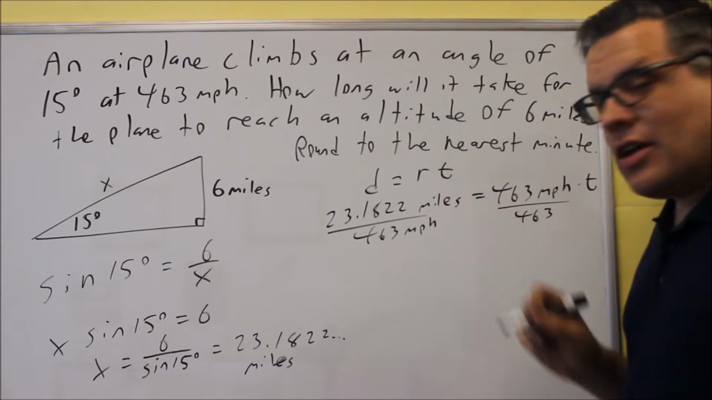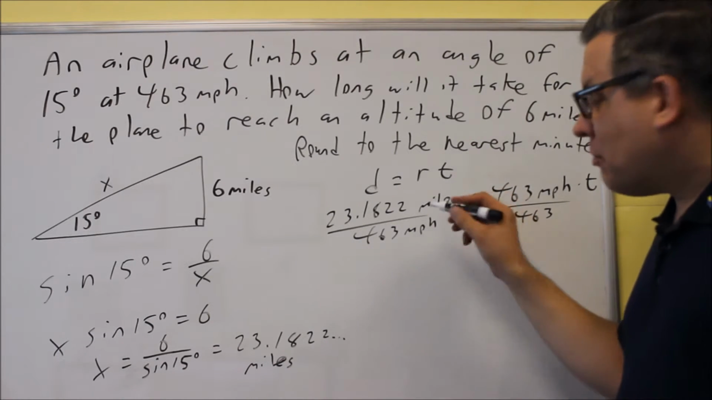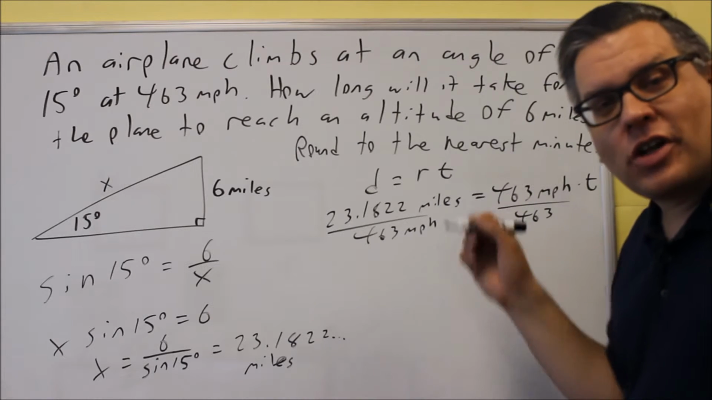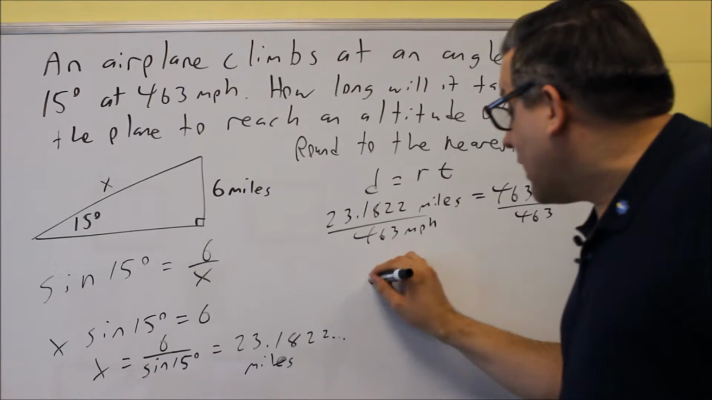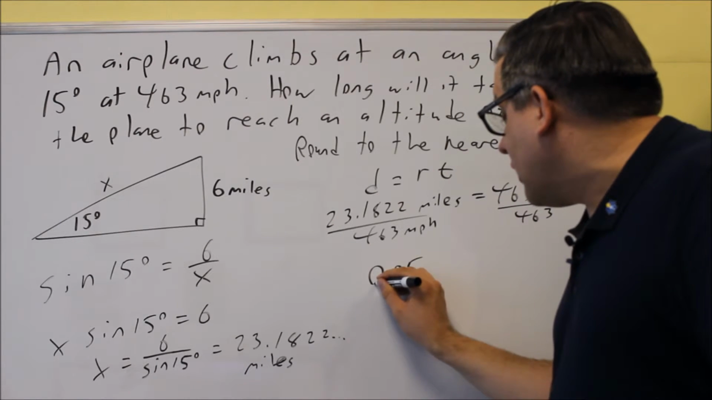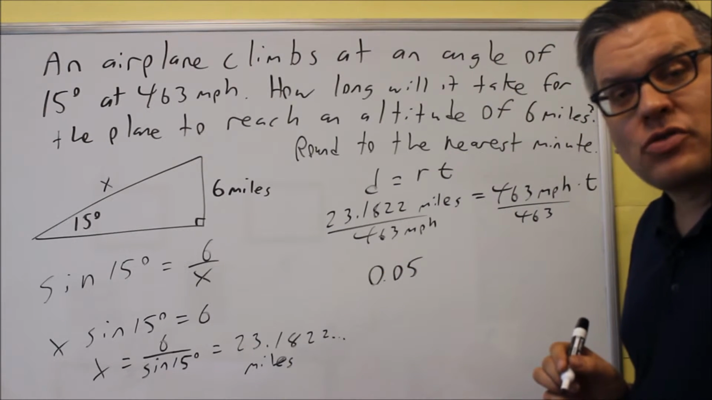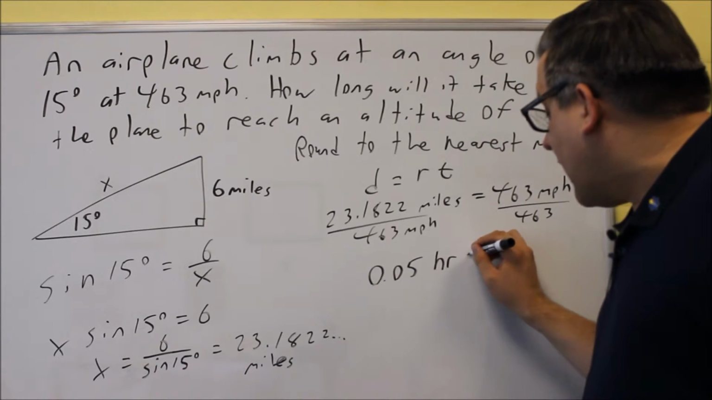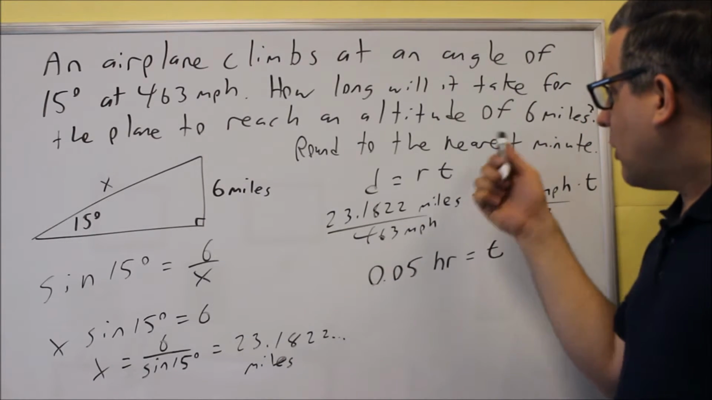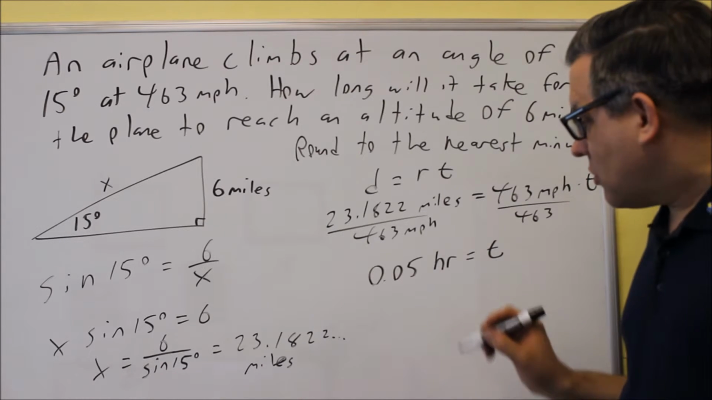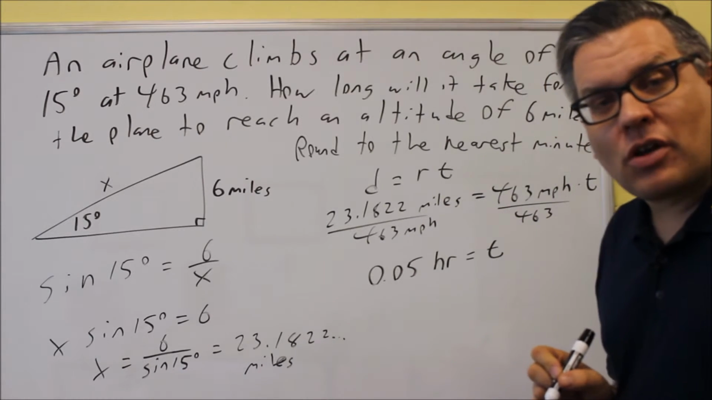Now, when you divide this, what's going to happen is the miles are going to cancel, but you're going to be left with hours. So if I divide this, I get 0.05, approximately, is what that rounds to. And this would be in terms of hours, and that's going to be the time. Now it says round to the nearest minute. So we have hours now, but we have to convert this over to minutes.